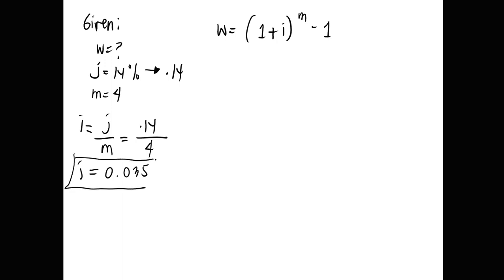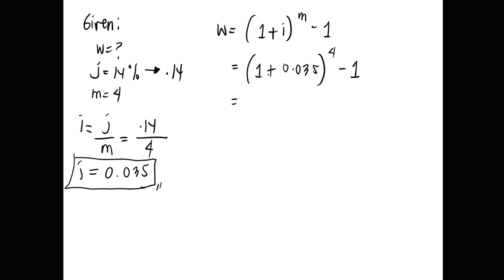And that will be your I. So, na-realize natin, na-complete na tayo sa given. So, if that's the case po, let's substitute all the given to the formula and then solve by following the PEMDAS rule. We have 1 plus our I, which is 0.035, raised to M, which is 4, and then minus 1.